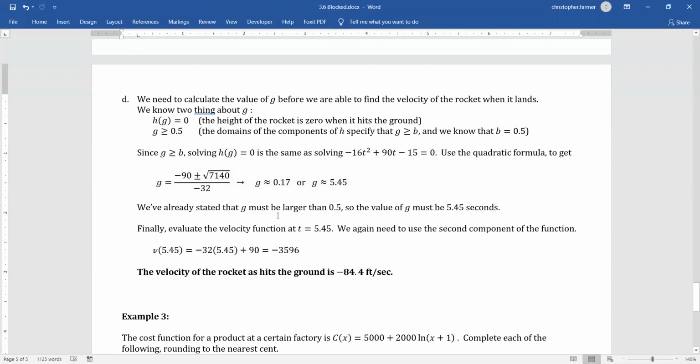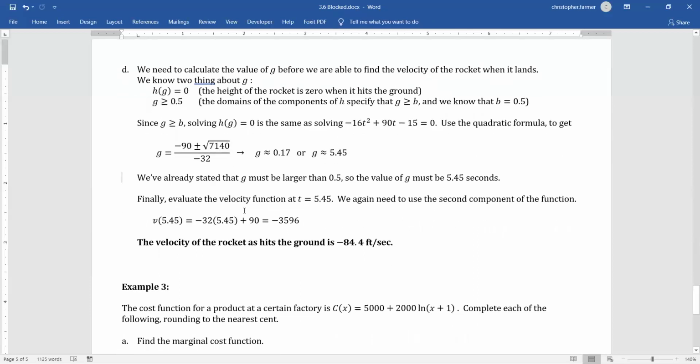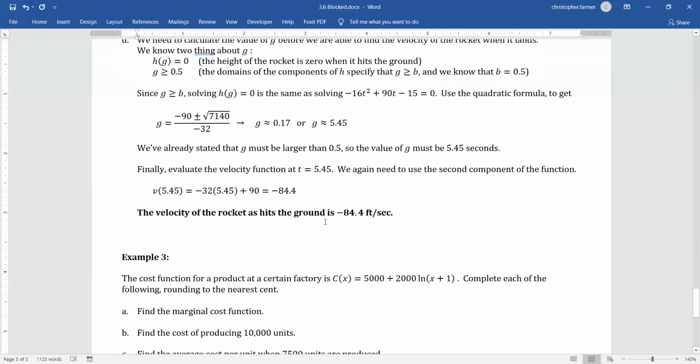Okay, so just like I said, we know that we could throw this one out. It has to be 5.45. Now we're just evaluating the velocity function at 5.45. Whoa, I have no idea where that crazy number came from. This number down here is correct. So I'll fix that real quick. I must have been copying and pasting from elsewhere and forgot to change a number. But you plug that in and it tells you the velocity is negative 84.4.